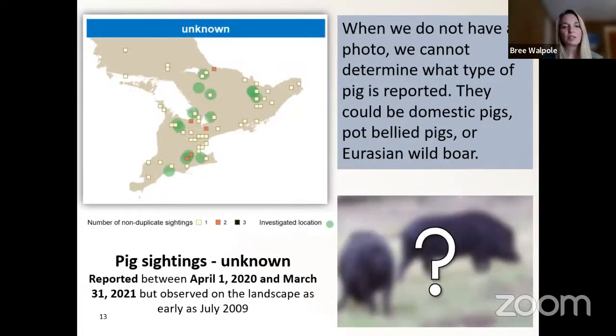Okay, and then finally, it's no surprise that we received a number of sightings where we couldn't actually determine what type of pig it was. The sighting could have been of pig damage or pig sign, or maybe it was a blurry photo and we just couldn't determine what type of pig it was.